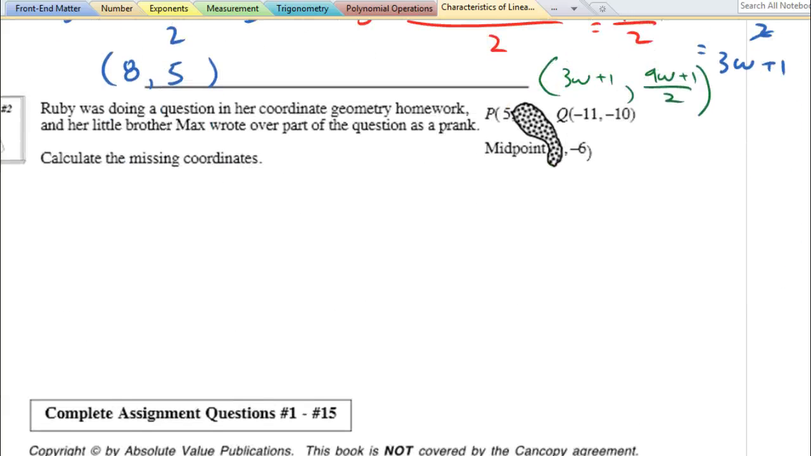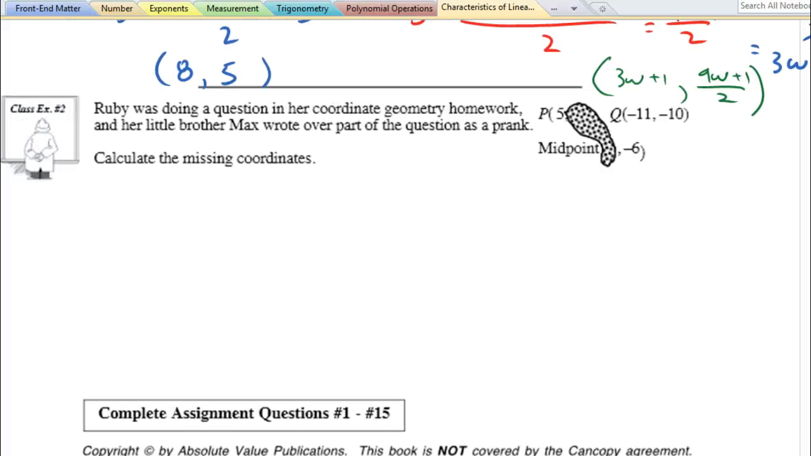Let me just do this last one here. Ruby was doing a question in her coordinate geometry homework, and her little brother Max wrote over part of the question as a prank. Calculate the missing coordinates. Okay, so we're missing, let's label this again. So this is going to be x2 and y2, and this is going to be x1 and y1. That's the one we're missing, and the midpoint is going to be xm comma ym. Okay, no problem. We can do this.